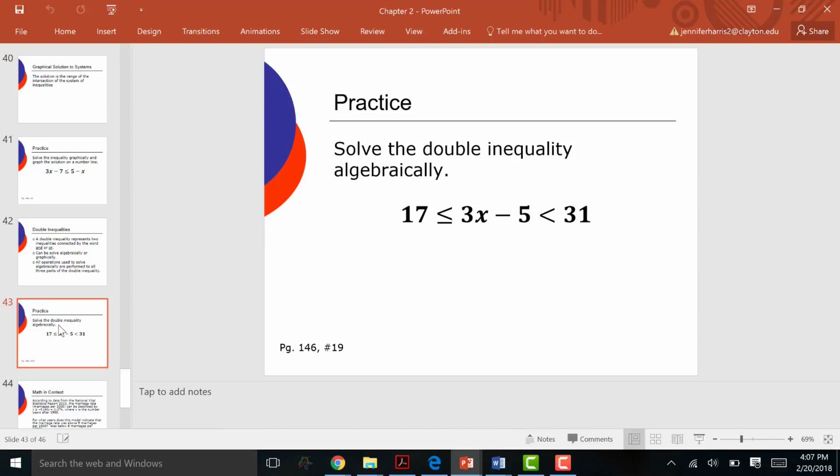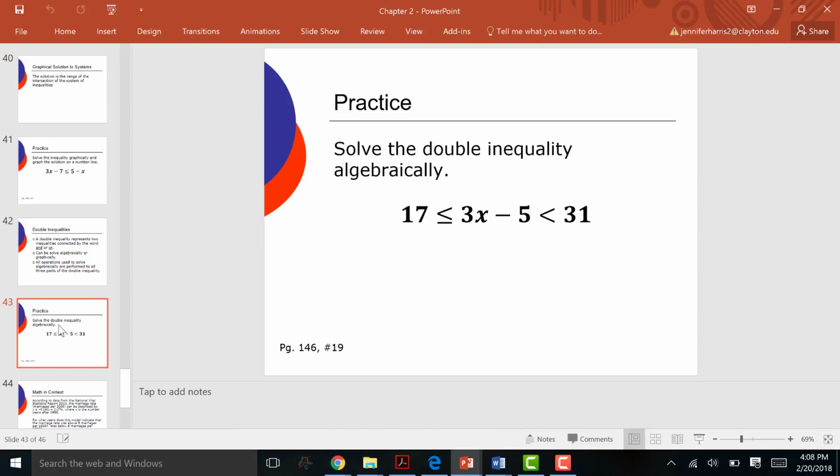Now, since you have 2 less than symbols, your goal now is to get the x by itself. Guess where? Right, left, or middle? Which one do you think? Middle. We want to get the x by itself in the middle. It's always got to be in the middle between both of those less than symbols. So that's our goal. Get it by itself in the middle. Everything that you do to the middle, guess what you have to do? On the left and the right.